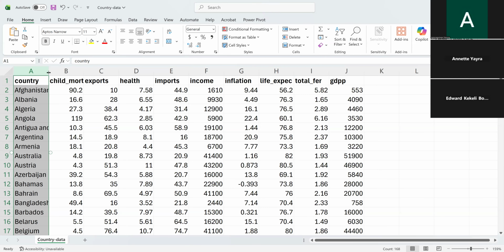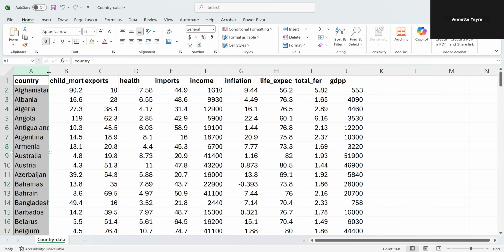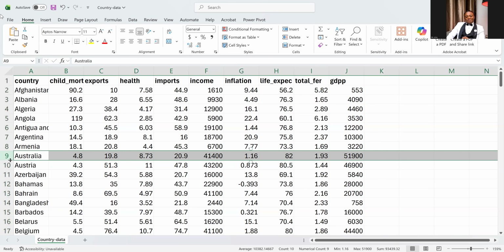Now, this data, the first column is the child mortality rate. It gives you the mortality rate for children. In other words, the number of times in percentages that children are dying. You can see, for example, Afghanistan, and we compare Afghanistan with, say, Australia. You will notice that the percentage of children dying is 90% compared to Australia, which is 4.8. So that shows that a lot of children are dying in Afghanistan.